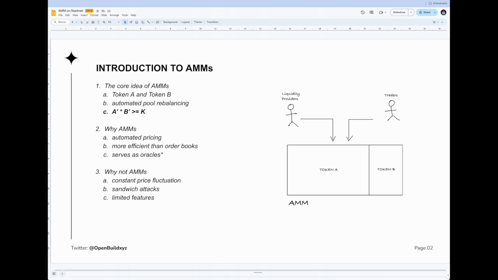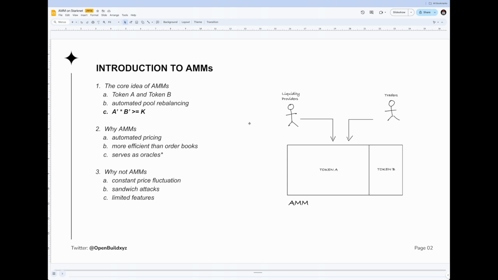So an introduction to AMMs. The core idea of AMMs: it stands for automated market makers. These are basically contracts that hold two tokens, as you can see here in the picture. The term automated refers to the automation of the pool rebalancing. This is done through the code itself, and the logic is very simple.